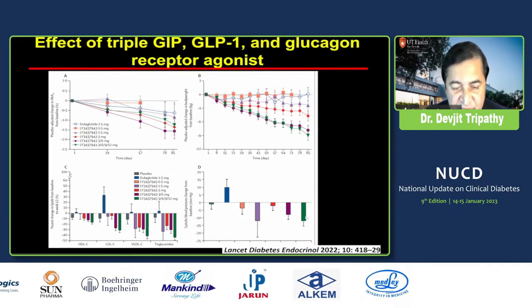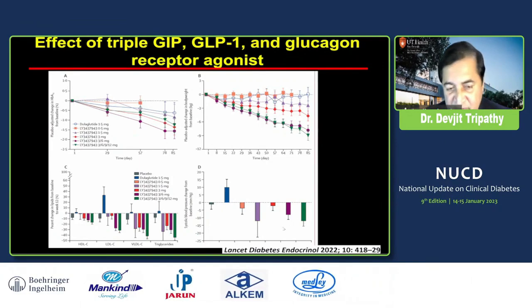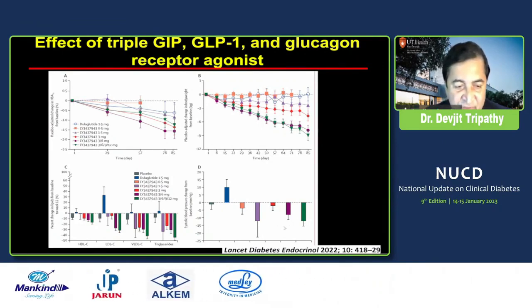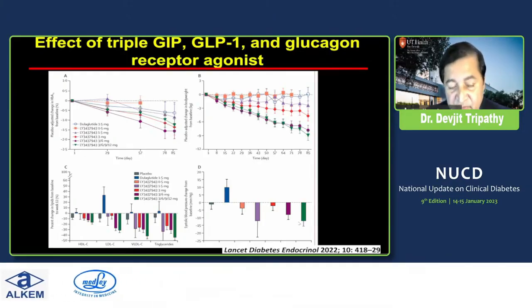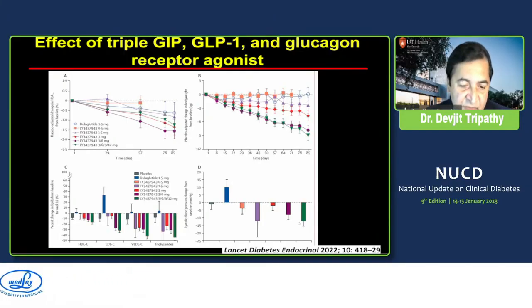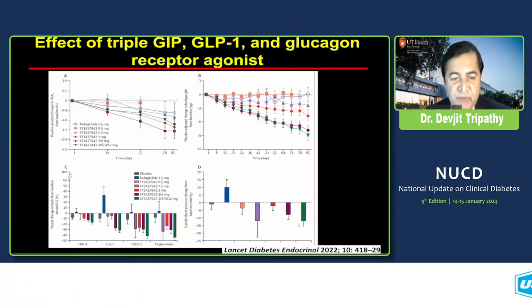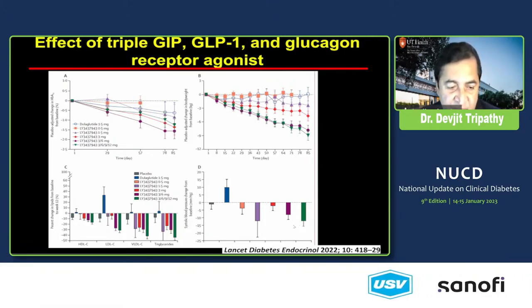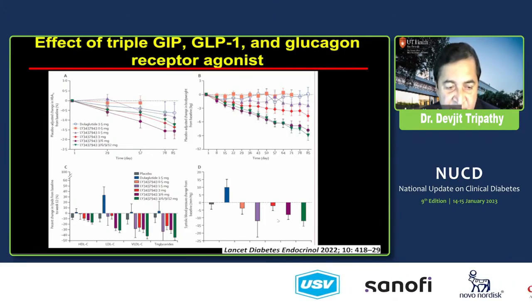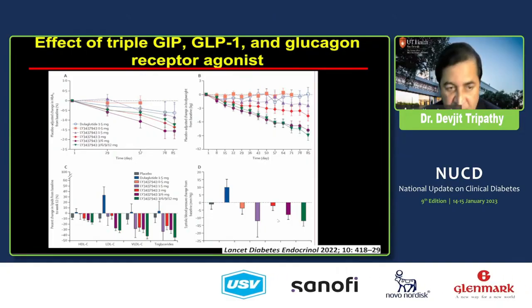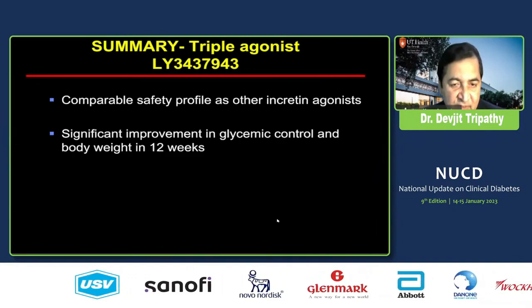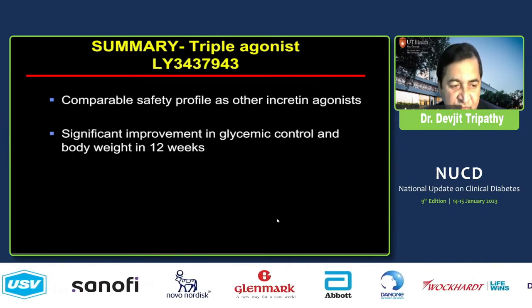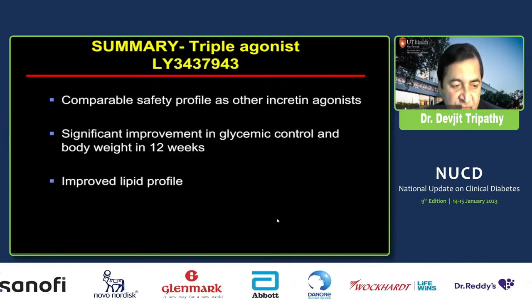The other beneficial effect was seen in a short study with a small number of patients, so we don't know whether this will be replicated in bigger trials. They showed a 12 millimeter of mercury decrease in systolic blood pressure. Usually with drugs like GLP-1 and SGLT2 inhibitors, you see a single digit drop in blood pressure, maybe 4 to 5 millimeters of mercury, whereas with this drug, there's a significant lowering of systolic blood pressure. So overall, over 12 weeks, this compound showed a similar safety profile as incretin agonists, improvement in glycemic control and body weight, and an improved lipid profile.